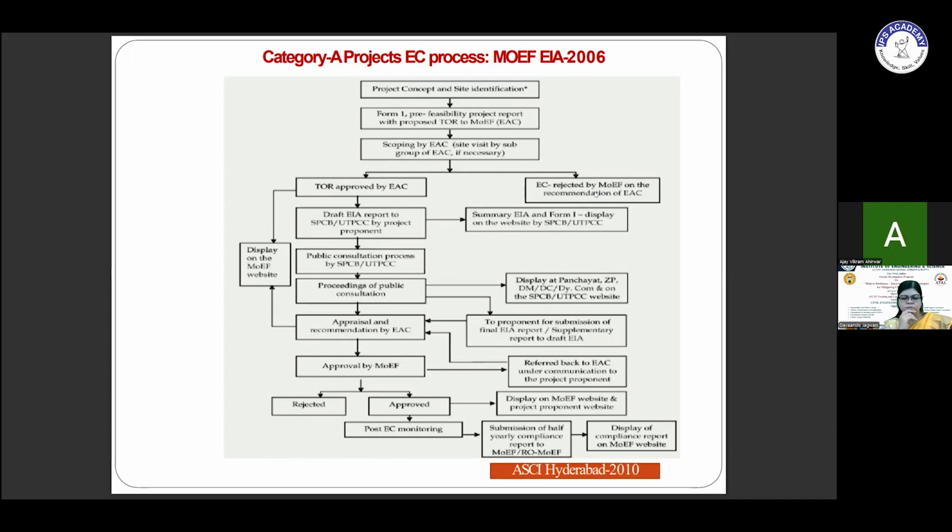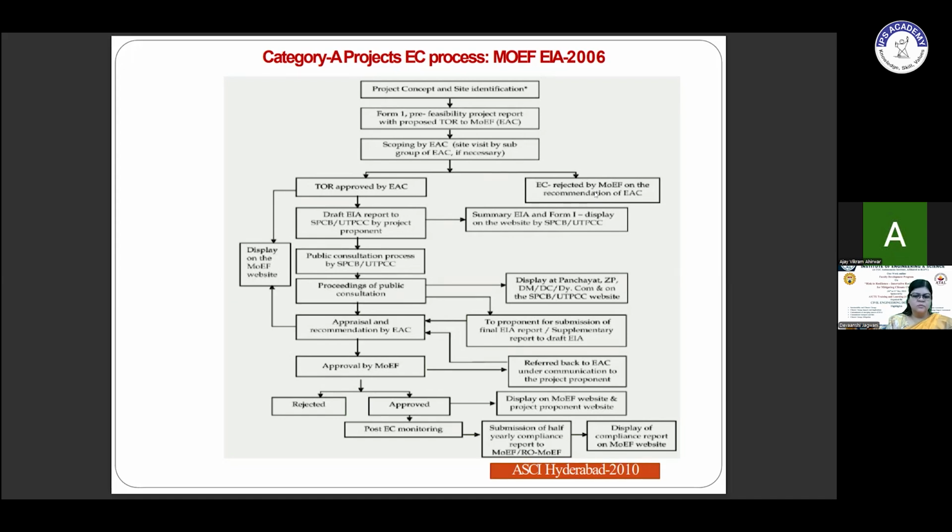And then next, if it is approved, then draft EIA report by project proponent, that the project proponent will prepare a comprehensive EIA report. And then next is public consultation process, public hearing, and then proceeding of public consultation. Next, finally, after approval from Ministry of Environment and Forest, it will be approved or it is rejected.